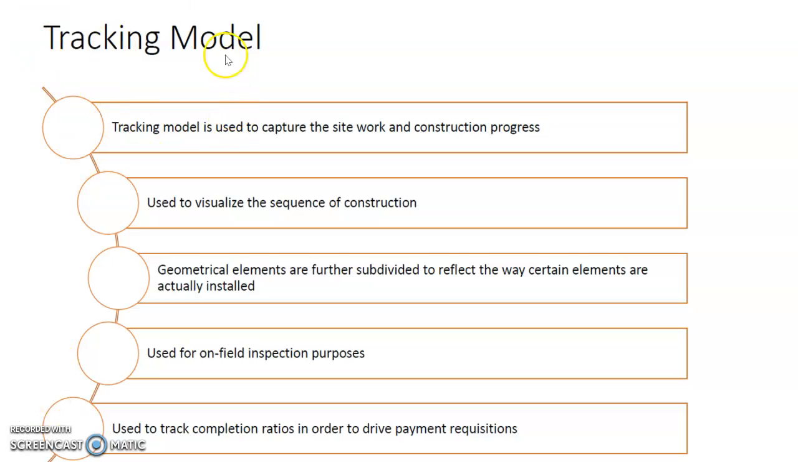The contractor can also create and make use of a tracking model. This tracking model is used to capture the site work and the construction progress. It is used to visualize the sequence of the construction. So your geometrical elements like your beam, column, slab can be further subdivided to reflect how they are actually installed, for example, a precast component. That tracking model can also be used for on-field inspection purposes, to track the completion ratio in order to drive the payment of the different trades downstream.